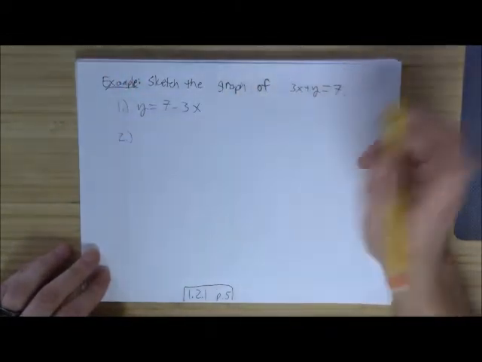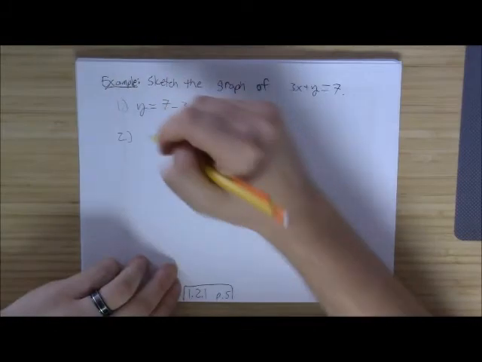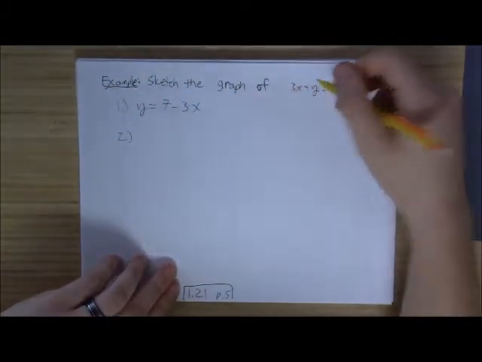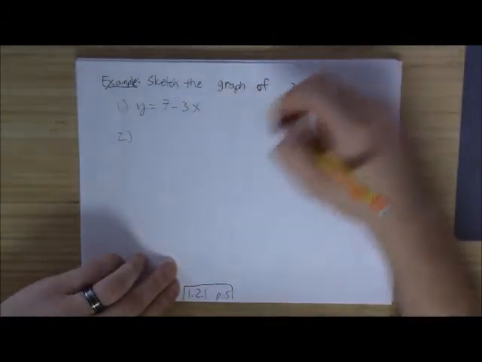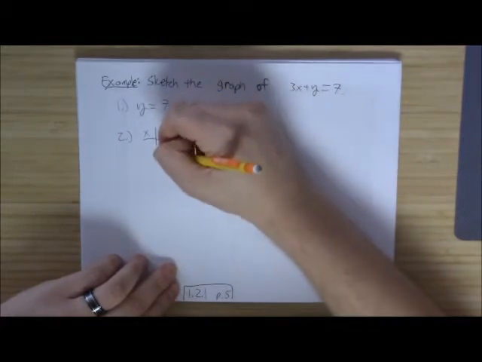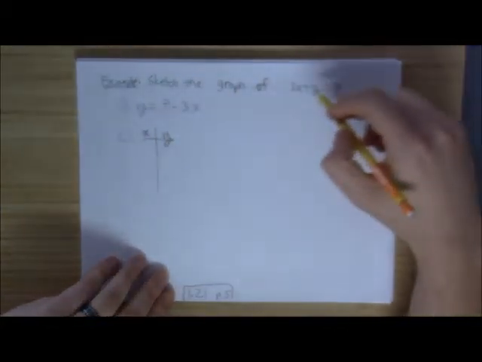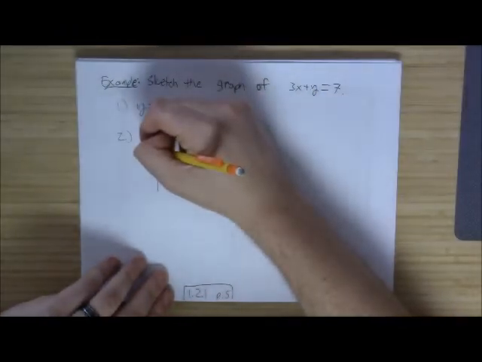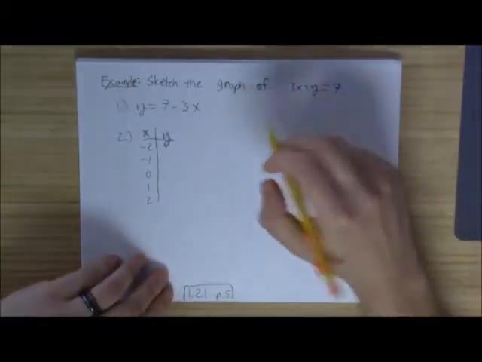Step 2 was we pick several values in a table, right? So, for instance, what are some good values to pick? I like to pick values around 0 because it gives me an understanding of what's happening. So let's make our table of values. Let's pick -2, -1, 0, 1, and 2, for instance, okay?